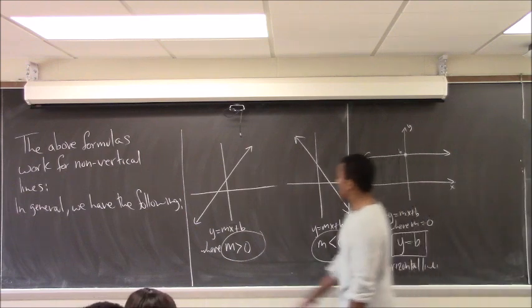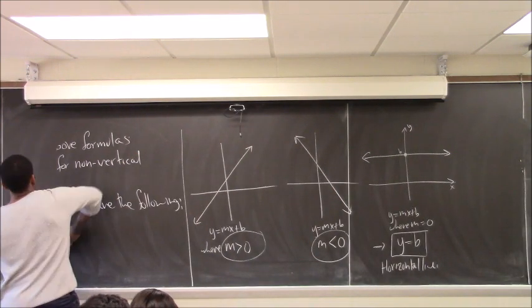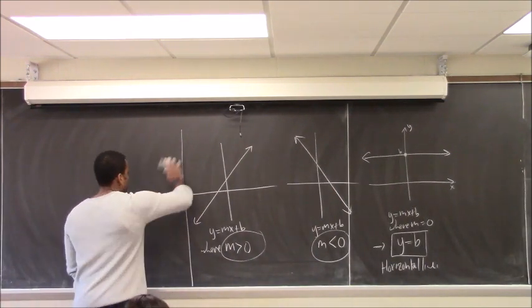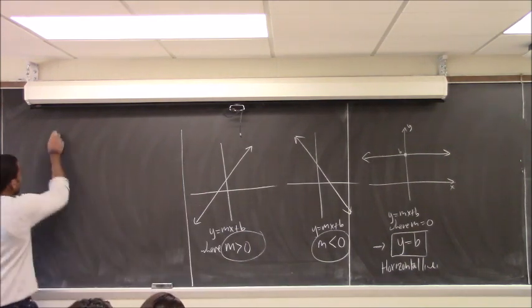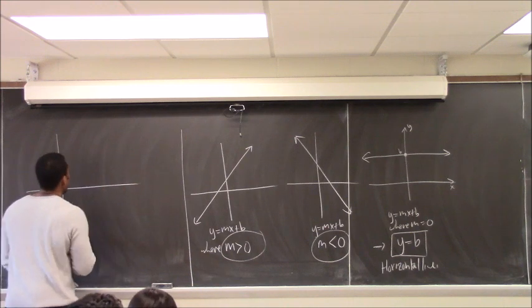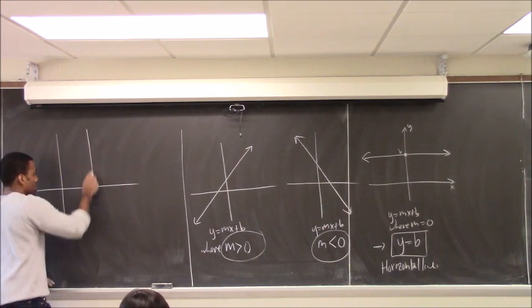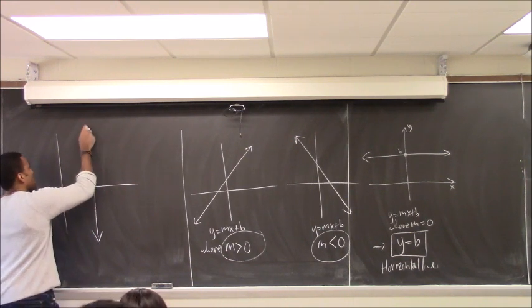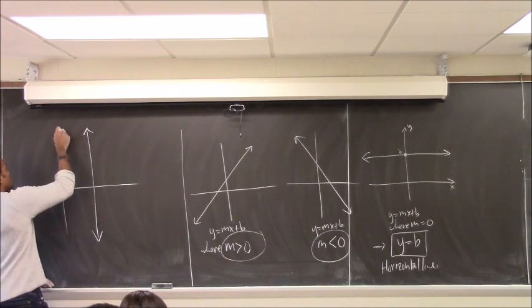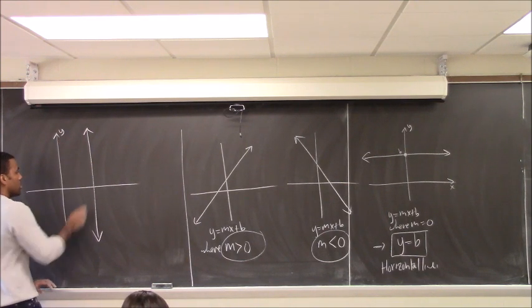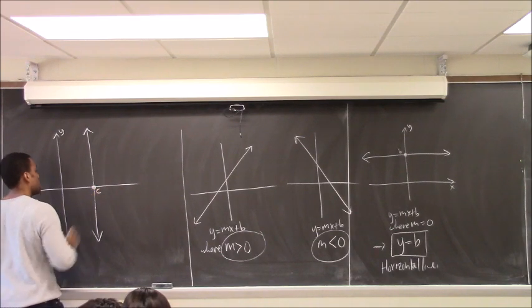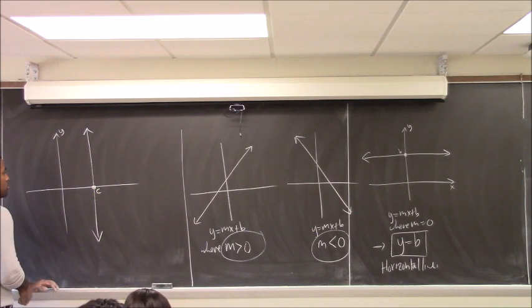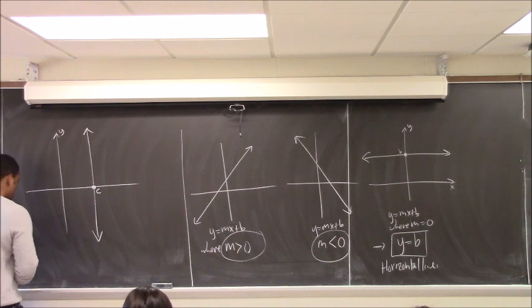We also have another situation. So this is when the rise is 0. Sometimes you can actually have the run being 0. So you have a line that's parallel to the y-axis. Let's say that's passing through c. So this line is strange.